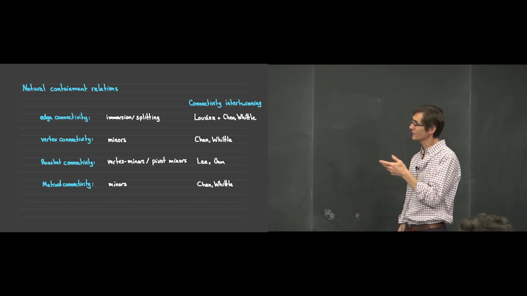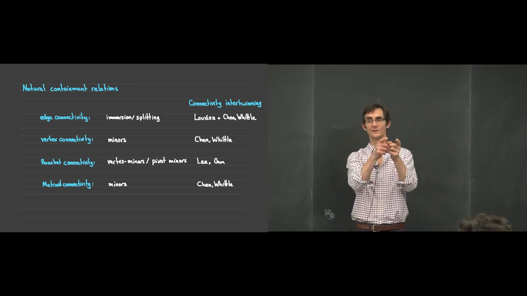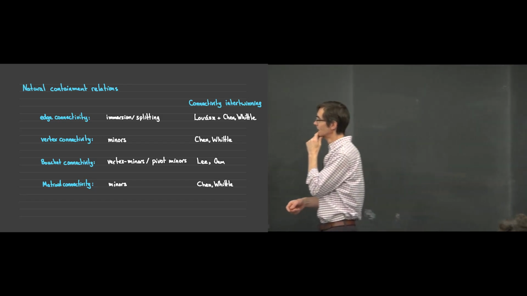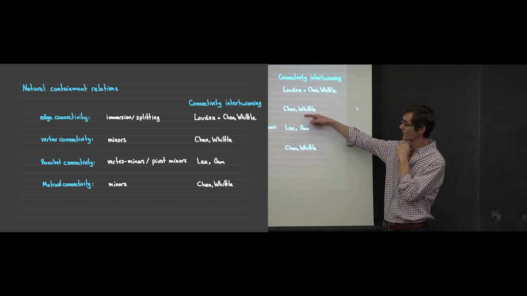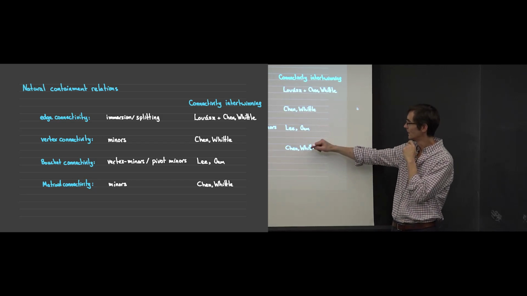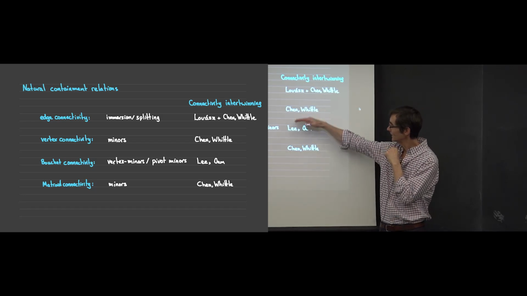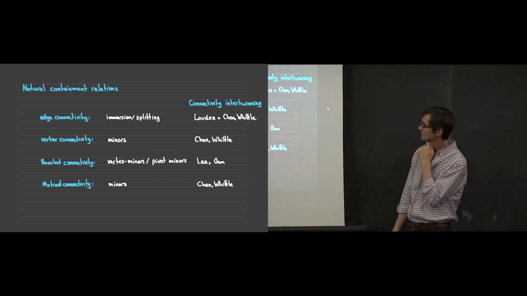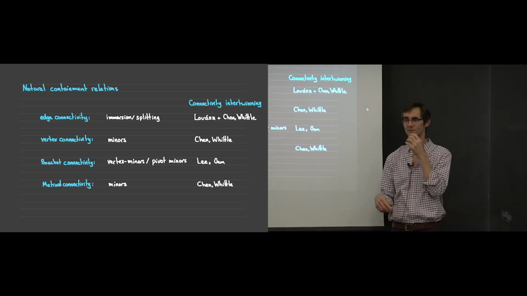And for all of the connectivity system models I've shown you, there are connectivity intertwining theorems. So I can go from connectivity systems to any one of them. The two cases involving minors both come directly from Chen and Whittle's theorem. Lee and Oum basically use these techniques to get the result for vertex minors and pivot minors. And in the case of edge connectivity, this goes back to old results of Mader and Lovász.